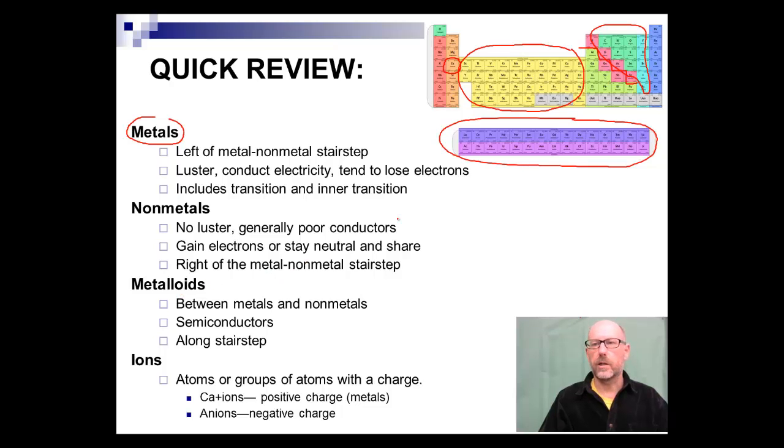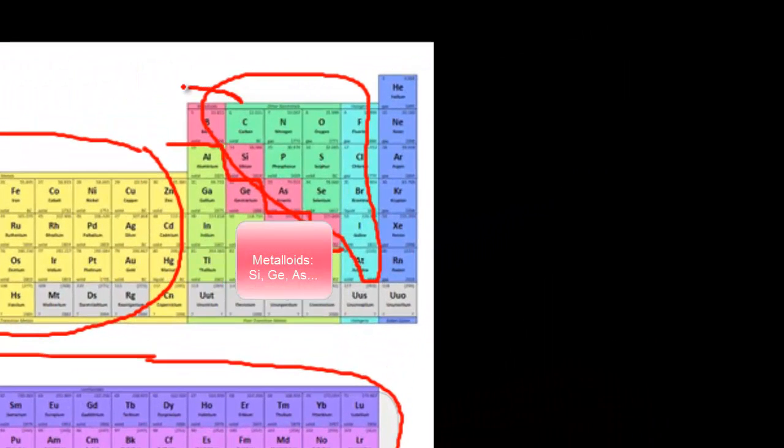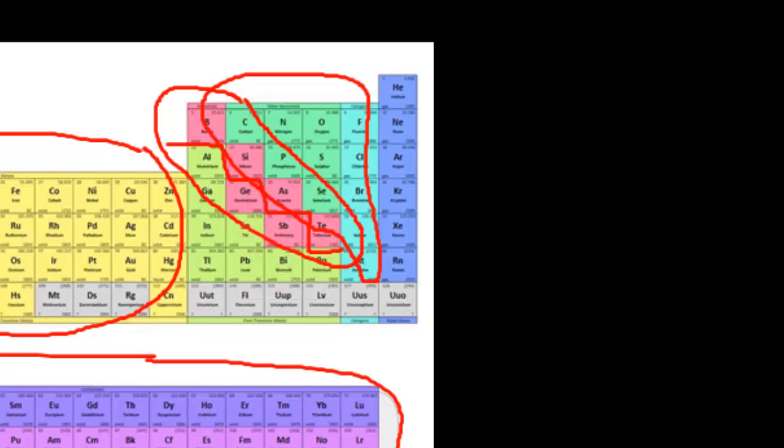Now the metalloids are kind of in the middle. They're sort of like metals and sort of not like metals. And they're right along the stair step. They're in orange up here, pink, I guess that is. So pink metalloids, they are sometimes called semiconductors.